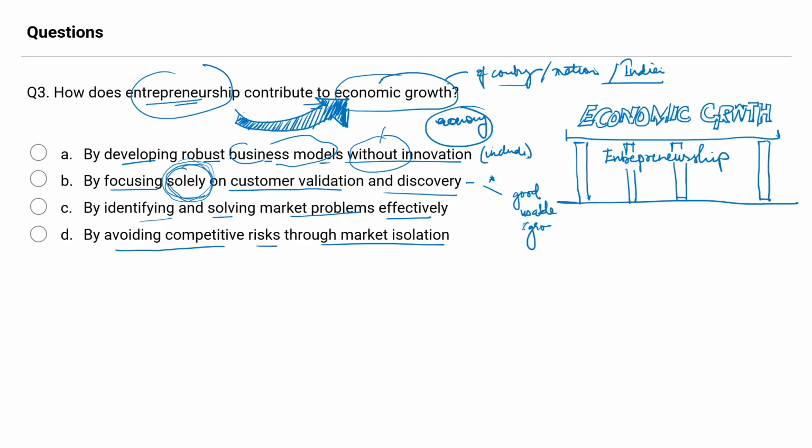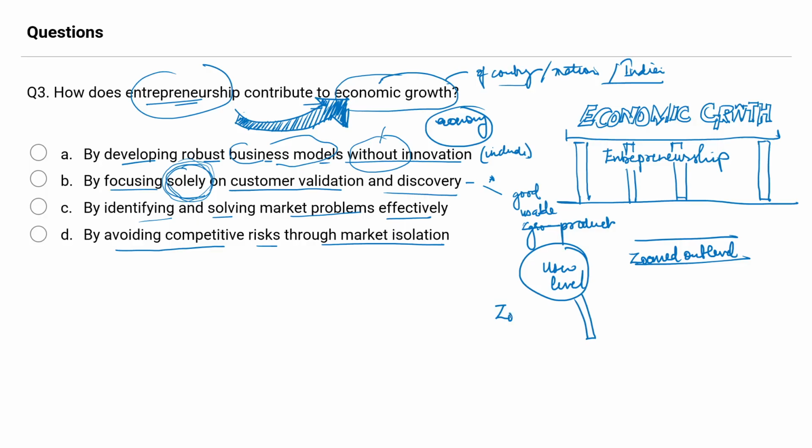But then we are trying to understand how it is contributing to the economic growth. Now we are seeing at a zoomed out level. Okay. Zoomed out level. We are not looking at the zoom in level. Now, zoom in level is user level. That is the zoomed in level.